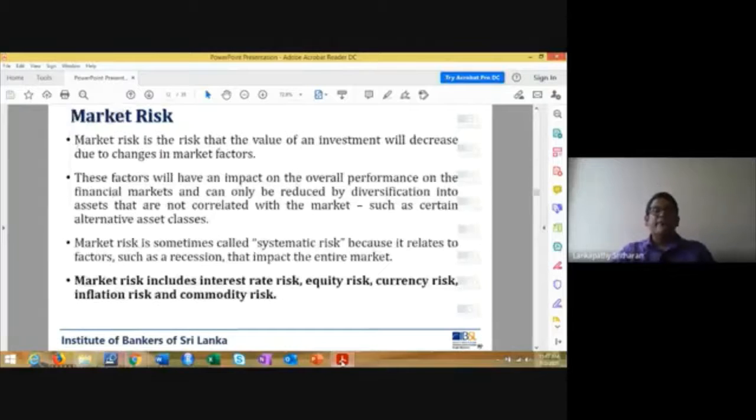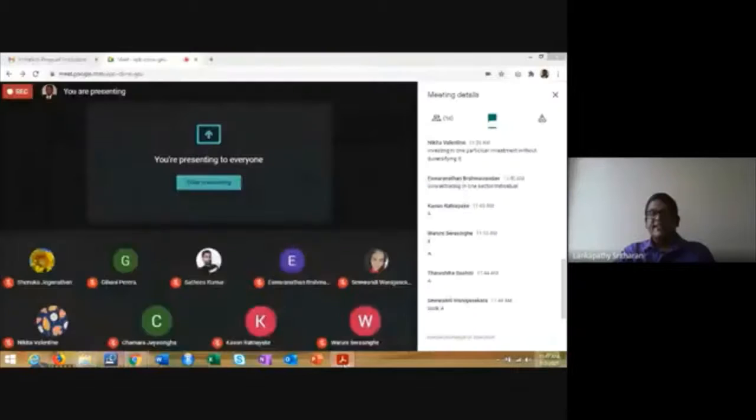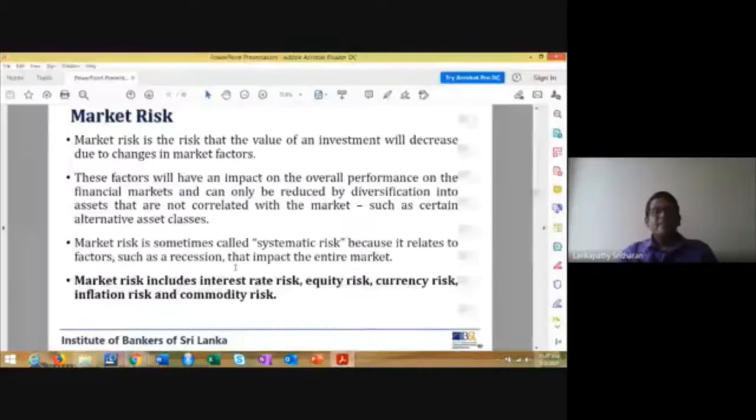Okay, I am moving to market risk, the second highest sector. Market risk is the risk that the value of the investment will decrease due to changes in market factors. This is the definition. But simply, you can understand market risk as involving 2 risks, mainly interest rate risk and price risk. If the value of the investment is affected by the fluctuation of interest rates or prices, such as stock prices, that is called market risk.